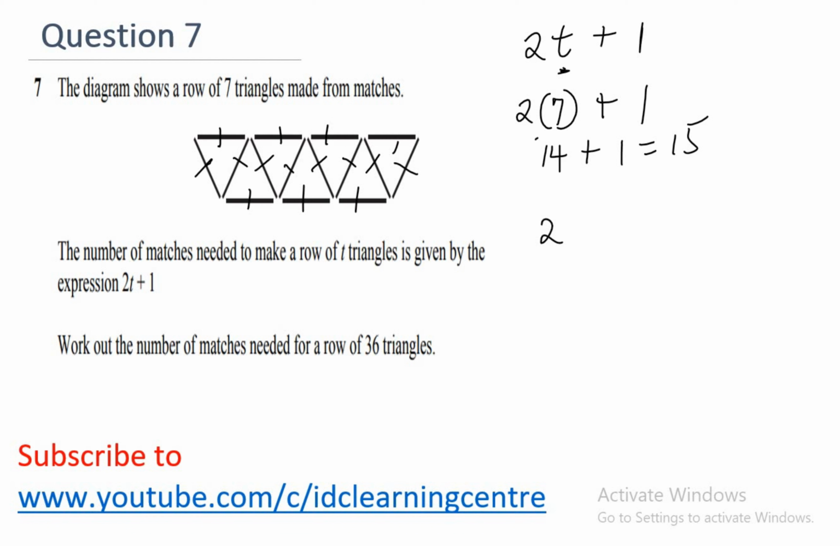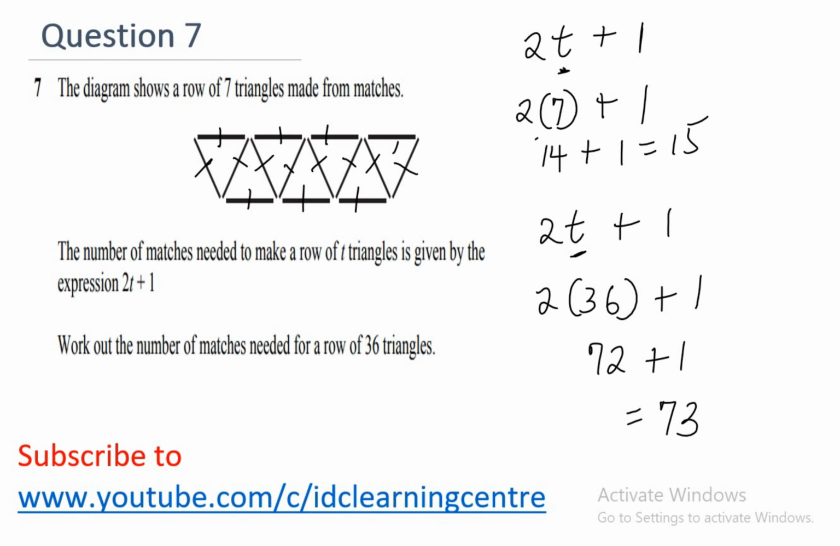Now work out for 36 triangles. You go back to the expression 2t plus 1. For 36 triangles, replace t with 36. 2 times 36 is 72. 72 plus 1 will give me 73. All right, that's for question number 7. Let's look at question number 8.